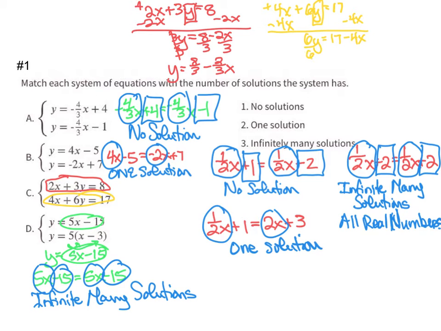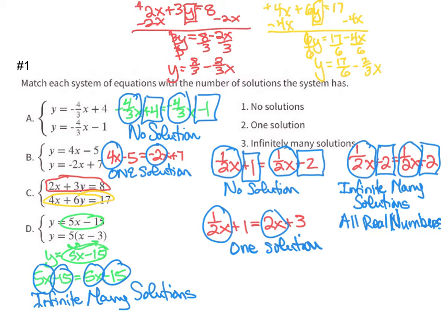I'm going to divide everything by 6. 6 divided by 6 leaves y. 17 divided by 6 is a decimal, so I'm going to leave it as a fraction. 4 divided by 6 does reduce down. It is a decimal, but that fraction is a fat fraction. It reduces down to being a skinny fraction of 2/3.